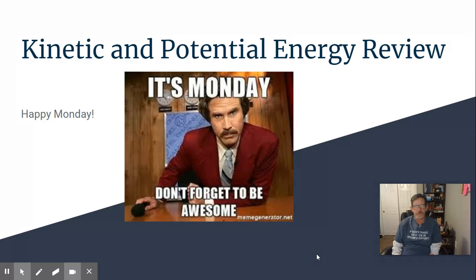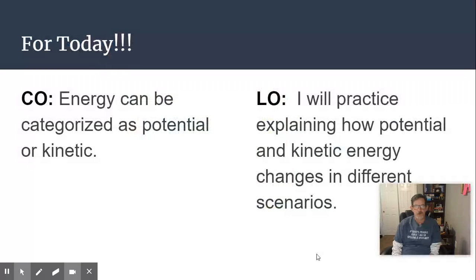We have our next UA coming up on Thursday. So today we're going to review kinetic and potential energy. For today, our CO: energy can be categorized as potential or kinetic. And our LO is, I will practice explaining how potential and kinetic energy changes in different scenarios. So in our activity, that's what we're going to be dealing with. But for this, we're just going to do a basic review of what kinetic and potential energy is.